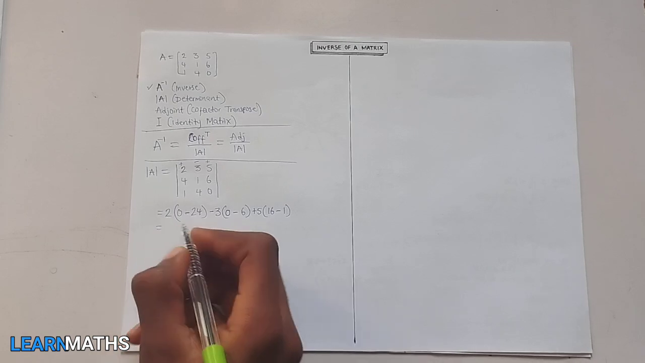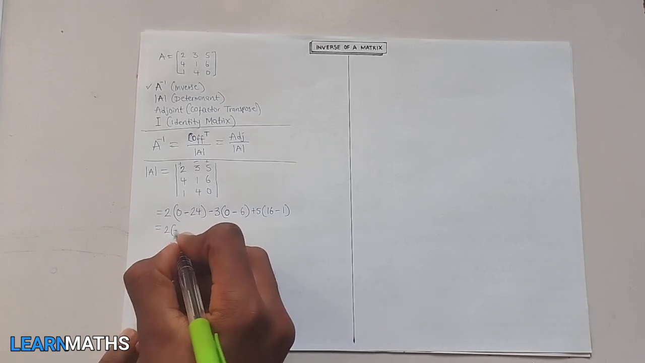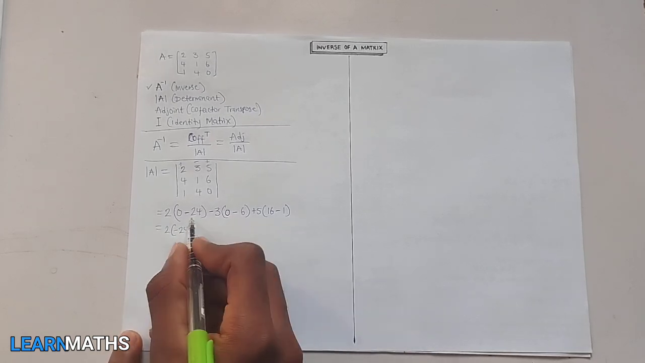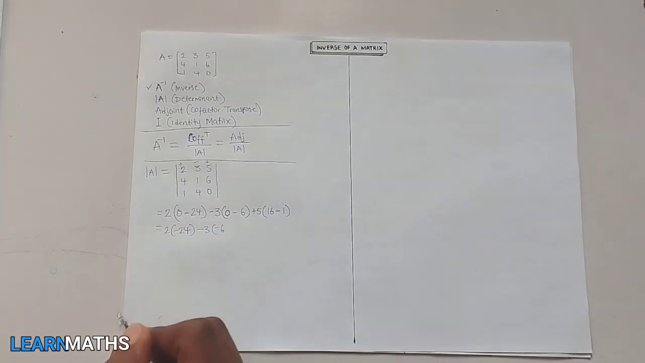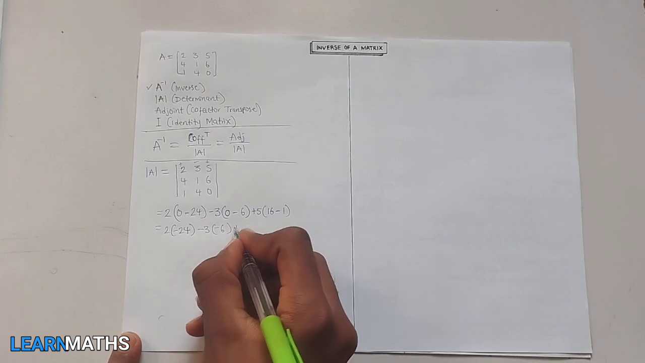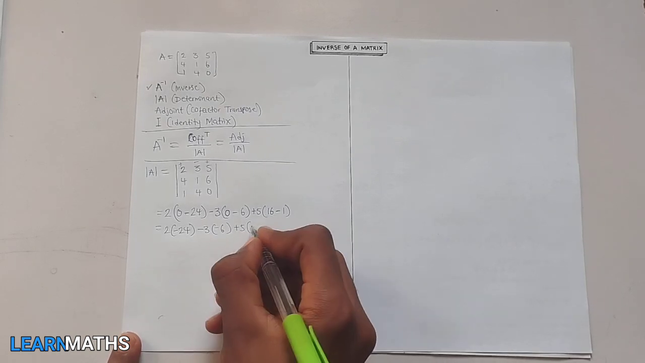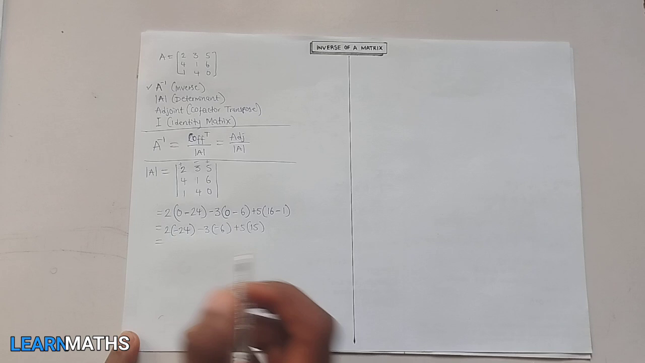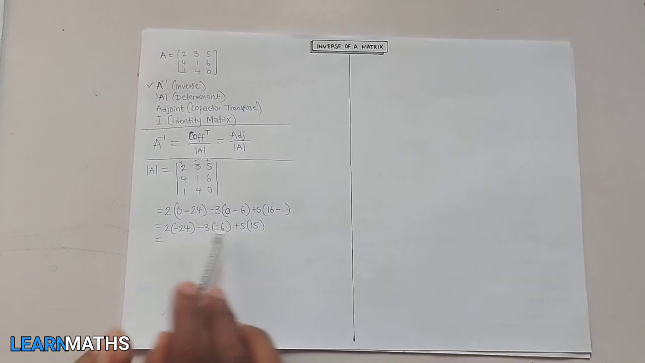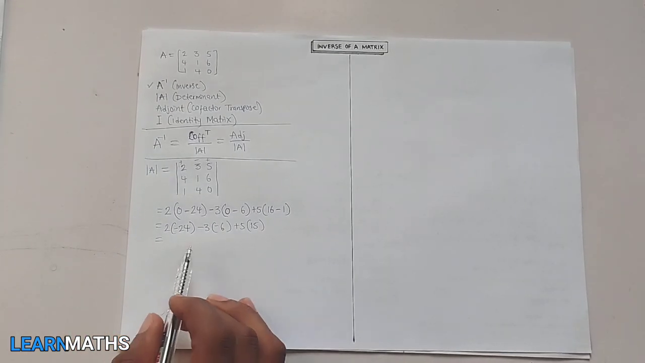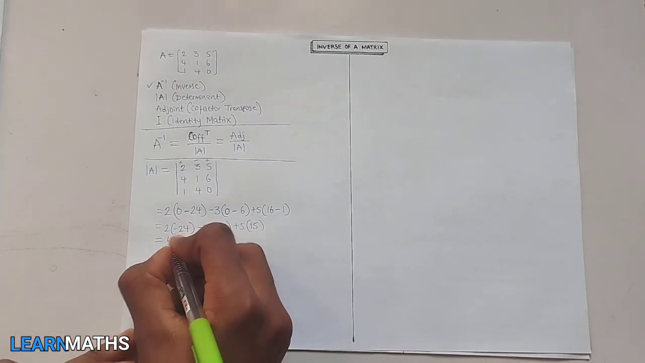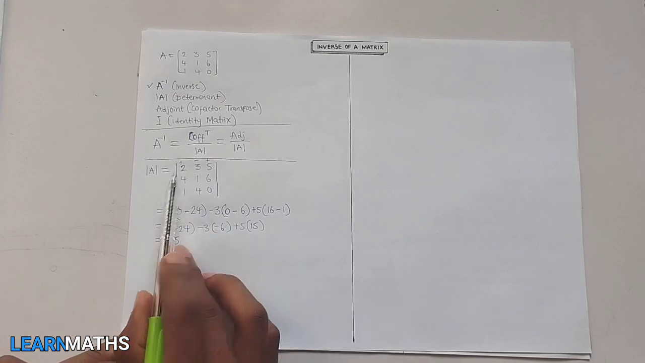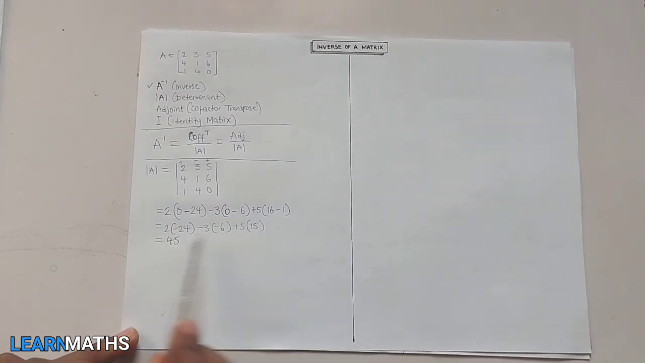Alright, so this is going to be 2 multiplying negative 24. And this is going to be negative 3 multiplying negative 6. And this is going to be 5 multiplying 15, right? At the end of the day, you just use your calculator, put in every value, and you should be getting, okay, you should be getting 45, I think. So the determinant of this matrix is going to be 45.